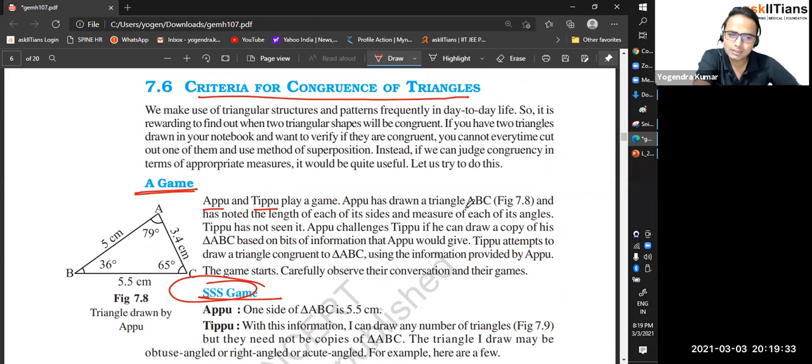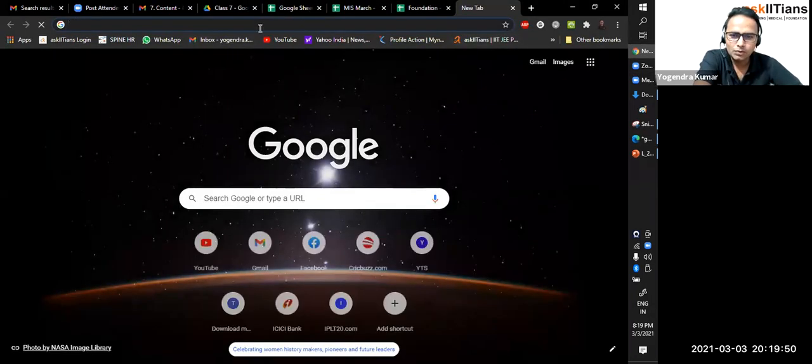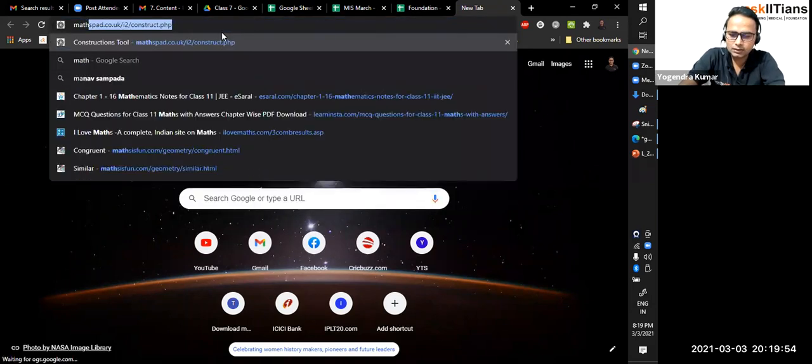Suppose this is the triangle he has drawn, and he has noted the length of each of the sides and the measure of each of its angles. You know how to draw a triangle, I believe. If you want to practice online, you can take the help of this tool, MathsPad.